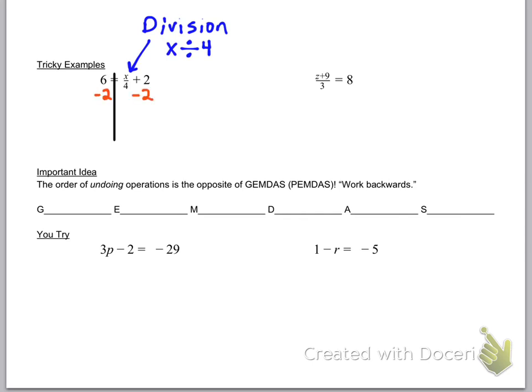So I'll put my line there for this time. I want to subtract 2 from both sides because that's the last thing that happens on the right there.